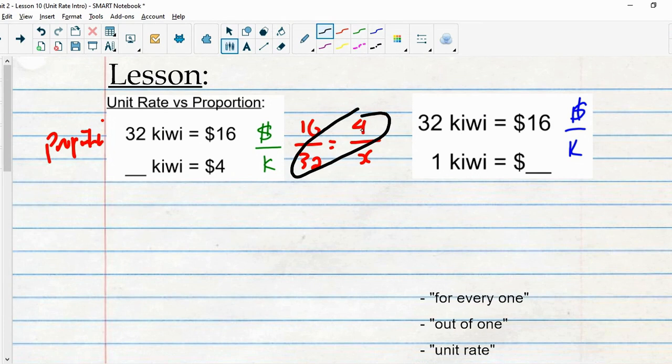So, all right, 4 times 32, all right? All right, so 4 times 32 is what? 4 times 2 is 8. 4 times 3 is 12, right?